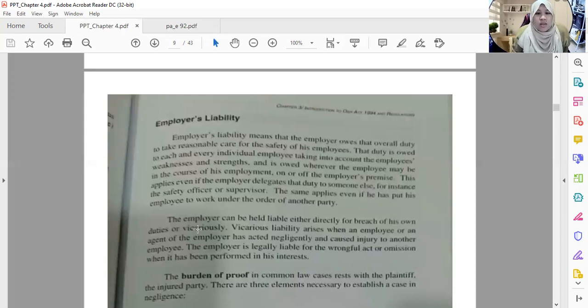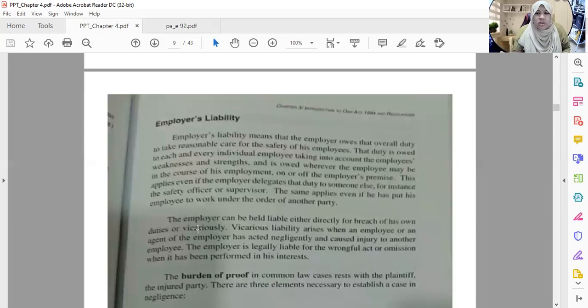Okay, that duty is owed to each and every individual employee, taking into account the employee's weakness and strength, and is owed wherever the employee may be in the course of his employment, on or off the employer's premises. Okay, so meaning to say, the responsibility is owed to every single individual, and of course whatever their weaknesses and strengths have to be known by the employers.